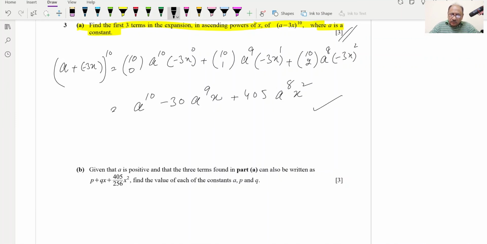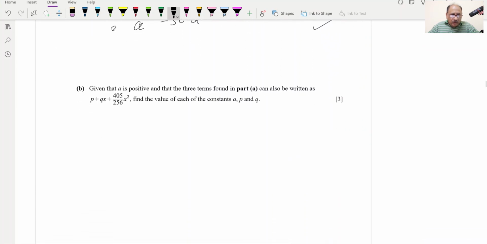This was the 3-mark question which we have done. Now after this, part b says: given that a is positive and that the three terms found in part a can also be written as this one, find the value of each of the constants a, p and q.